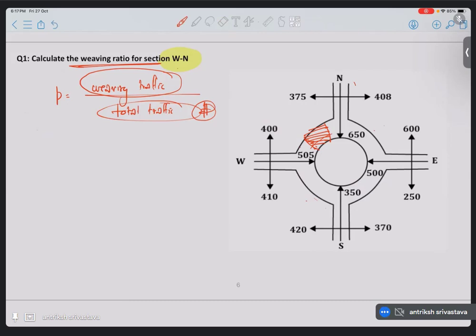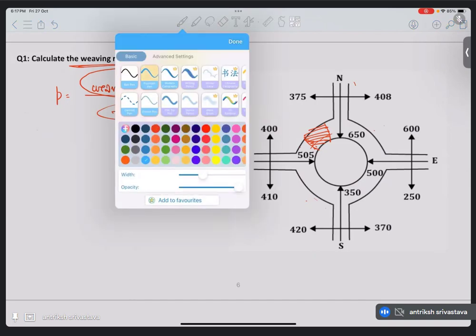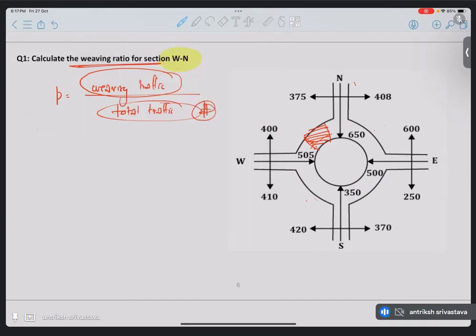Okay, so let's start. First, let's look at the total traffic. So let me use another pen. We'll see which are all the possible ways in which a vehicle is going to cross this particular section. I'm going to use blue for our west to north. So we have to look at predominantly these two. Some of the traffic from these two also will come, but let's start from the west itself because we are asked west to north, and in our country we follow left-hand drive. So this is going to be the starting point. If we choose this as a starting point, it is going to be easy for us.